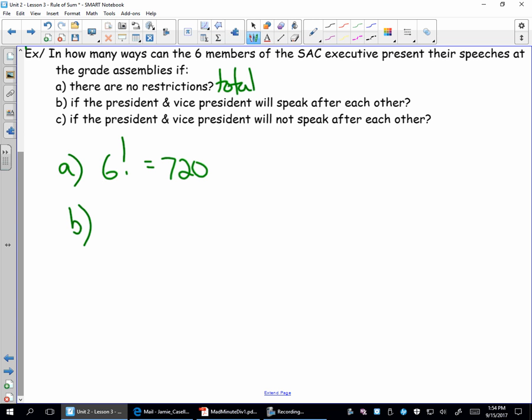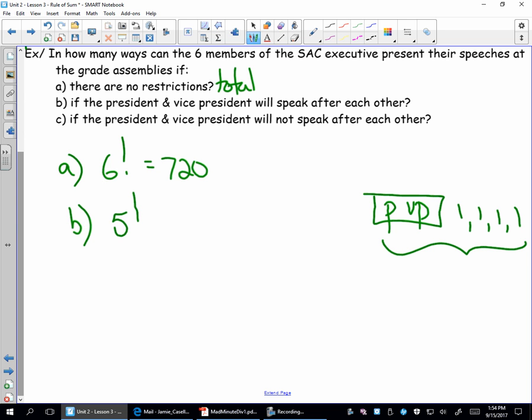But what happens if the president and vice president speak after each other? Well, that's a restriction now. If I take those 2 people, the Prez and the VP, and I connect them together and say, hey, you're a group, we're left with 4 other individuals. In other words, I've got 5 things to arrange. And the president and vice president, we don't know what order they speak in. We just know they speak one after each other. So I have to multiply that by 2 factorial. 5 factorial times 2 factorial makes 240.